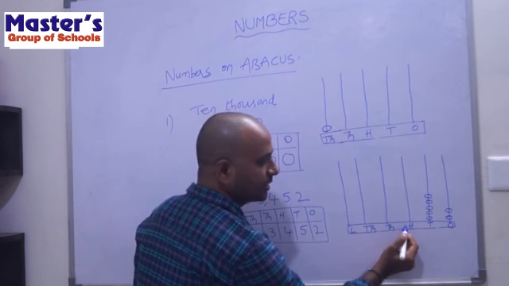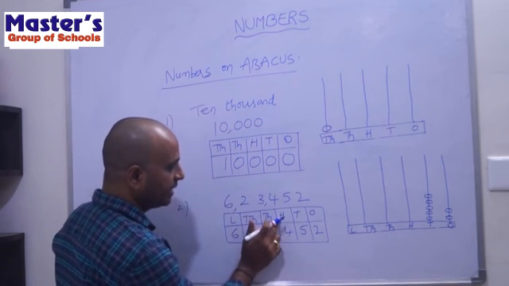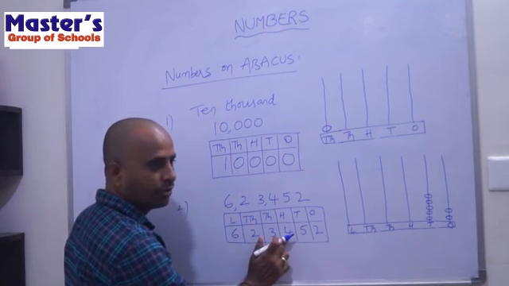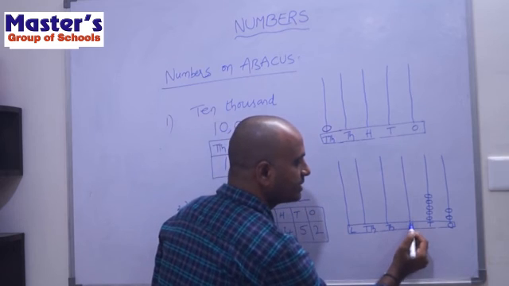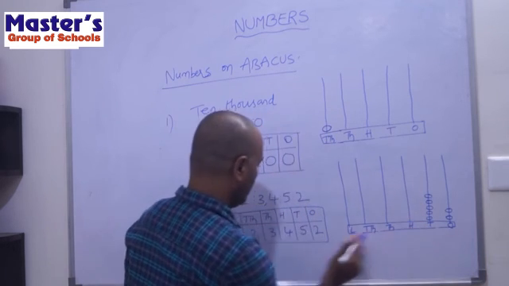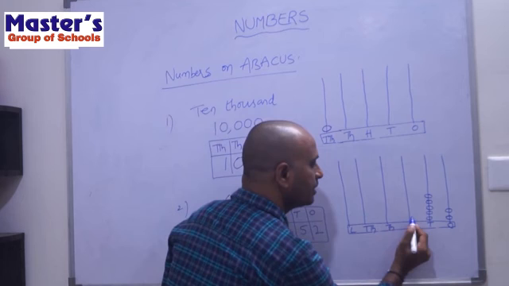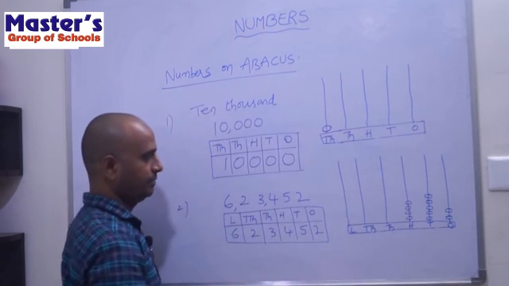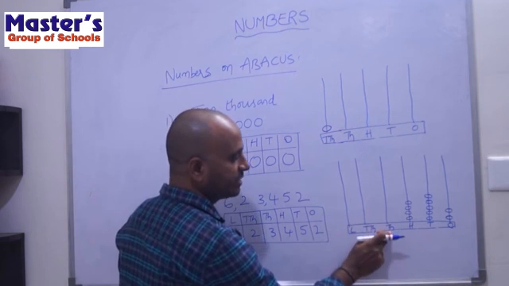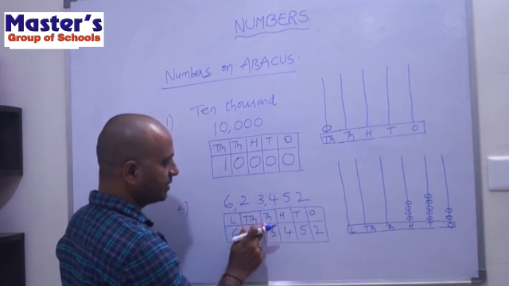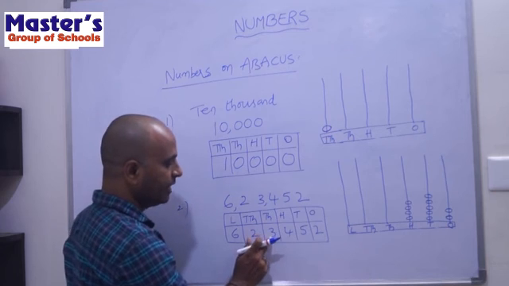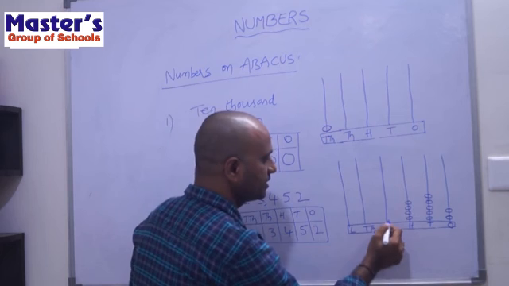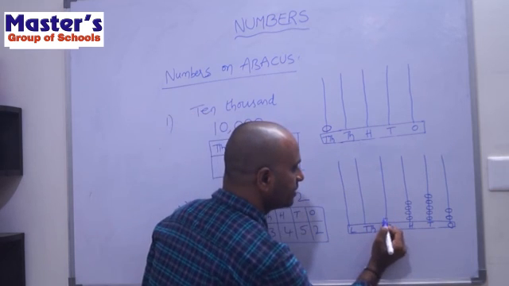Next, the third stick represents hundreds place. In hundreds place the digit is 4. So we have to draw 4 beads on the hundreds place stick: 1, 2, 3, 4 like this. Next, the fourth stick represents thousands place. In thousands place the digit is 3. That's why we have to draw 3 beads on the thousands stick.